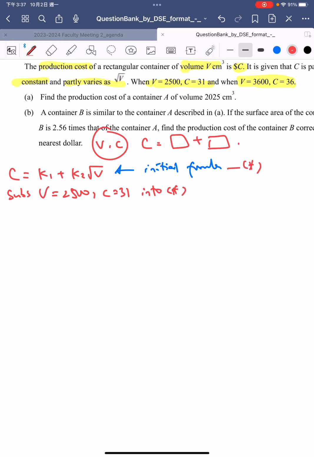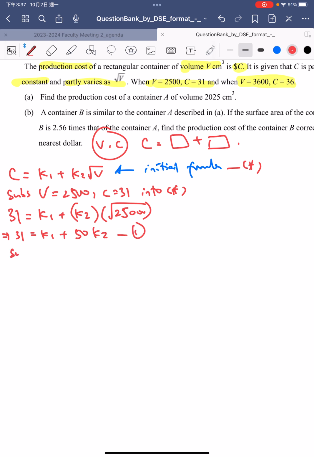So that we have C equal to 31 is equal to K1 plus K2 times the square root of 2500. This is our first equation, but we can do some simplification. The square root of 2500 will give you 50. So we have 31 is equal to K1 plus 50 K2. So this is our first equation.